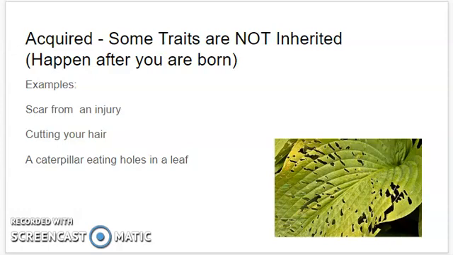Cutting your hair. If you go get a haircut, yes, you look different, but that is something you did after you were born. The picture that I've provided shows a leaf that has been eaten by perhaps a caterpillar. That was something that's acquired, because once again, that leaf didn't come that way. That was like an injury to the leaf. Those are not inherited.